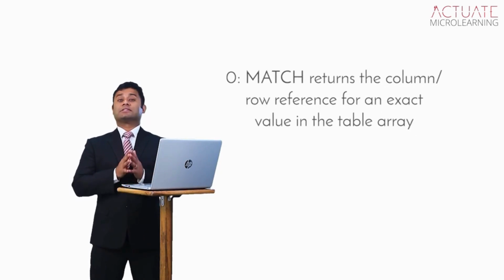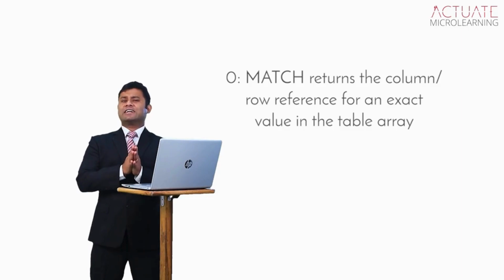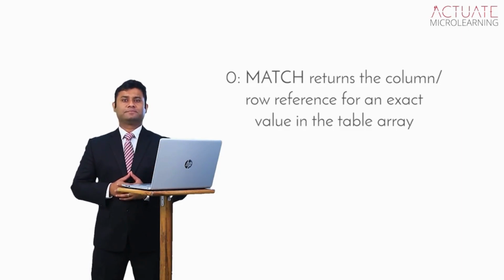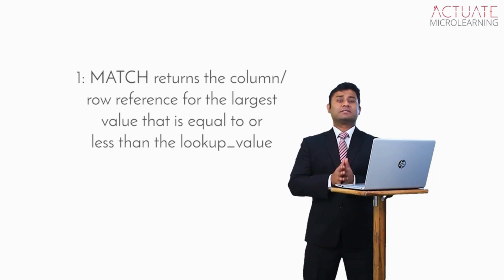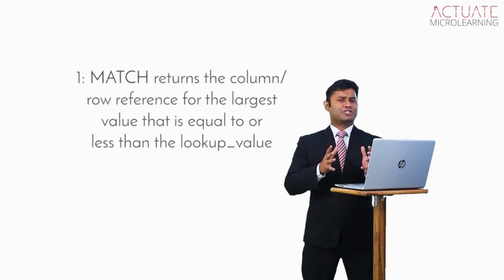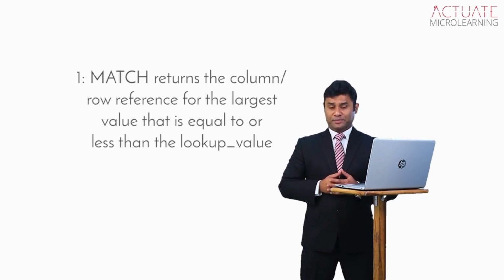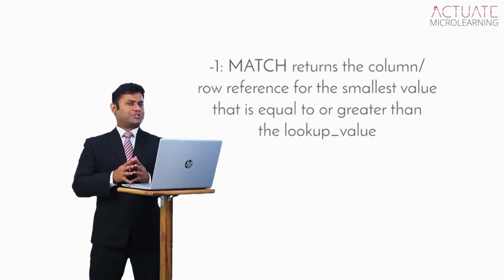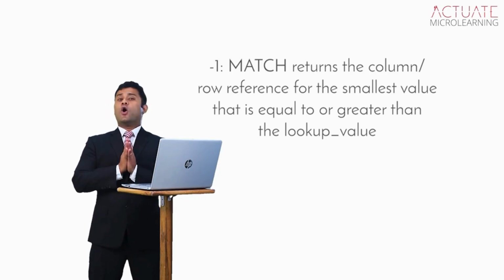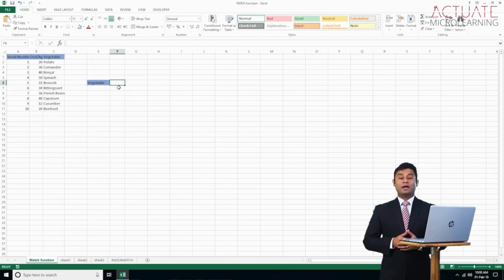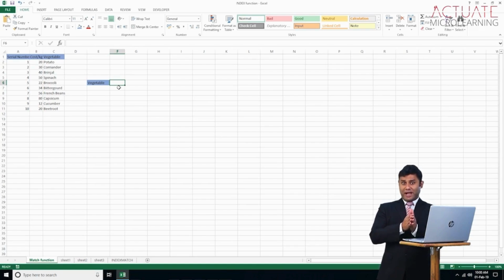Let's understand what each of these values stands for. 0. MATCH returns the column or row reference for an exact value in the table_array. 1. MATCH returns the column or row reference for the largest value that is equal to or less than the lookup_value. -1. MATCH returns the column or row reference for the smallest value that is equal to or greater than the lookup_value.